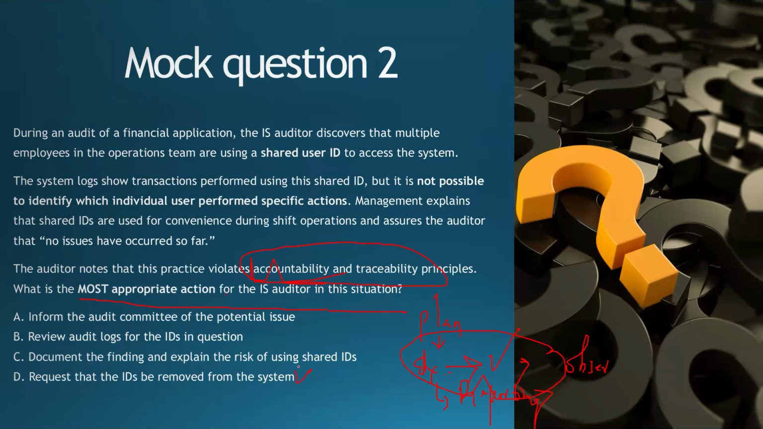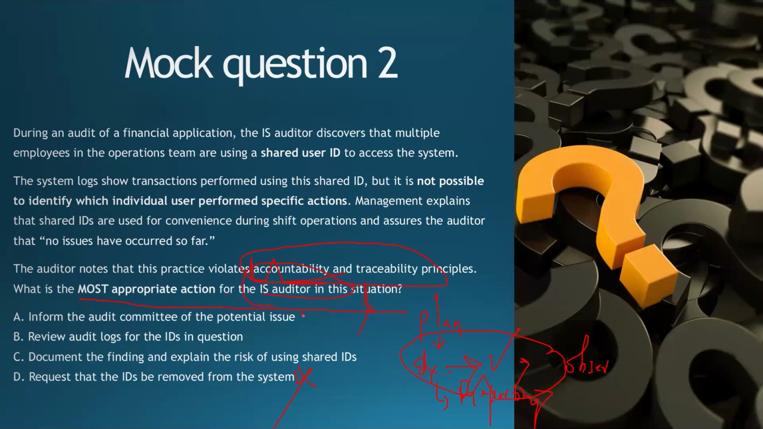Request the IDs to be removed from the system. Can an auditor do that? Cannot. This is from an auditor perspective. An auditor cannot take a decision. An auditor can only give a best recommendation or a qualification as to what needs to be done. They cannot perform anything as part of an organization. D is not the right answer.